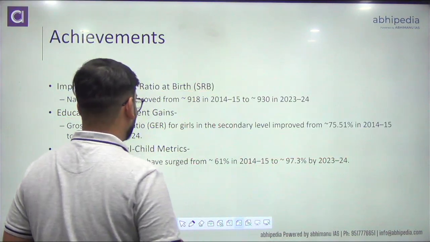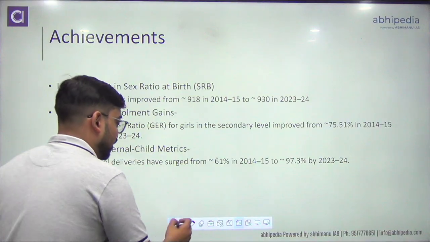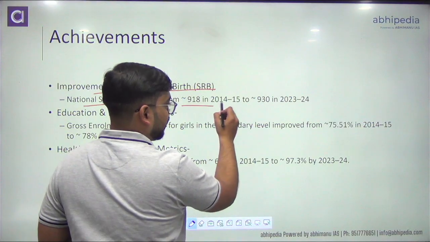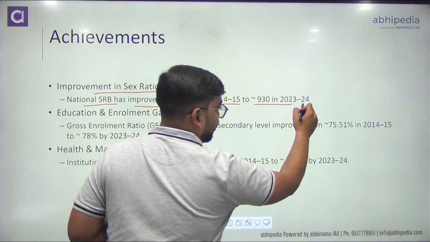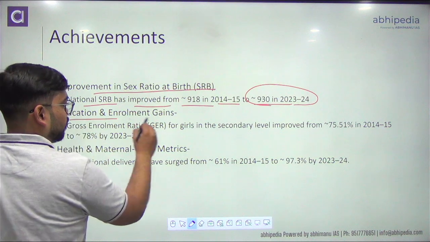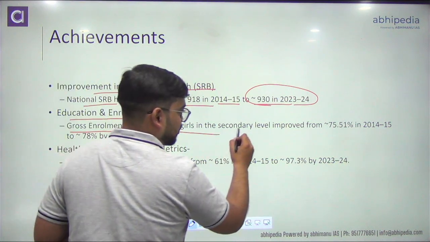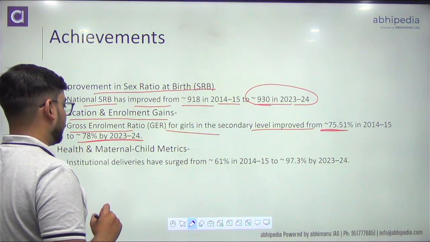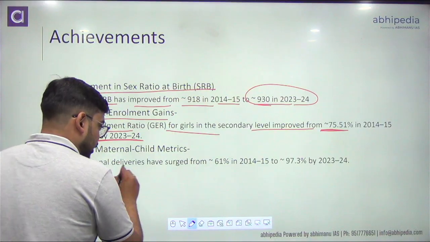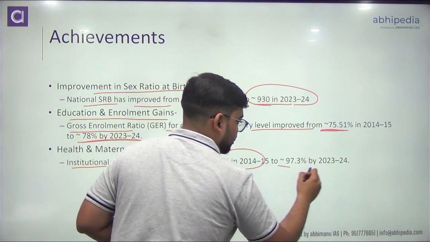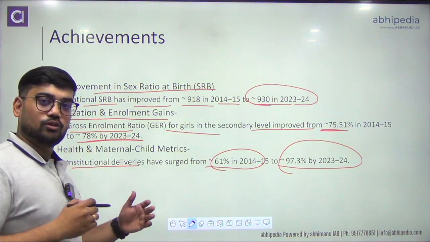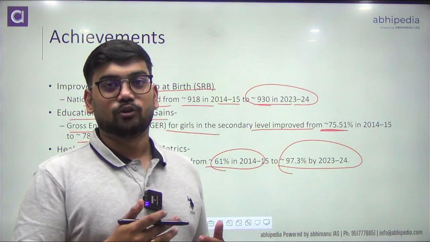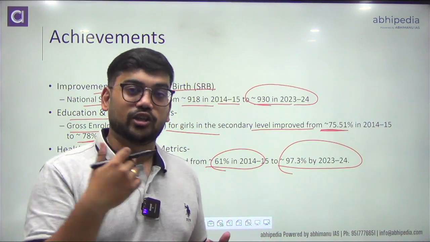Moving forward, what are its achievements till now? Improvement in sex ratio at birth. National sex ratio at birth has improved from 918 in 2014-15 to 930 in 2023-24. Education and enrollment gains. Gross enrollment ratio for girls at secondary level improved from 75.51 to 78% in 2023-24. And health and maternal child metrics, institutional deliveries have surged from 61% to 97.3%, right? So if we try to educate people, we can bring a change, right? So always try to educate people around you about social evils and try to bring a change of mind in themselves, right?